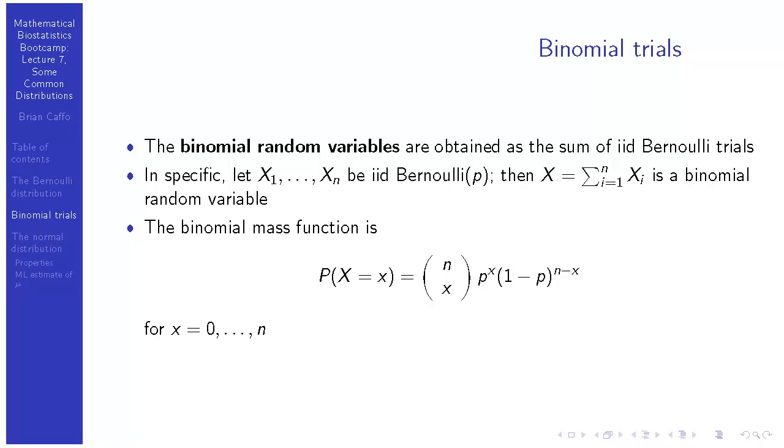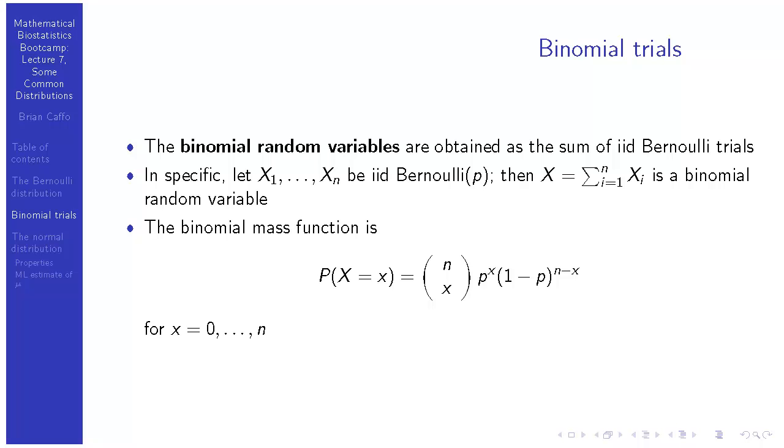Binomial random variables are nothing other than the sum of IID Bernoulli trials. We've seen that the key variable from a Bernoulli experiment is the number of heads. So why don't we just create a random variable that is the number of heads? Specifically, if x1 to xn are IID Bernoulli, then the random variable x, defined as the sum of the individual xi's, is a so-called binomial random variable.